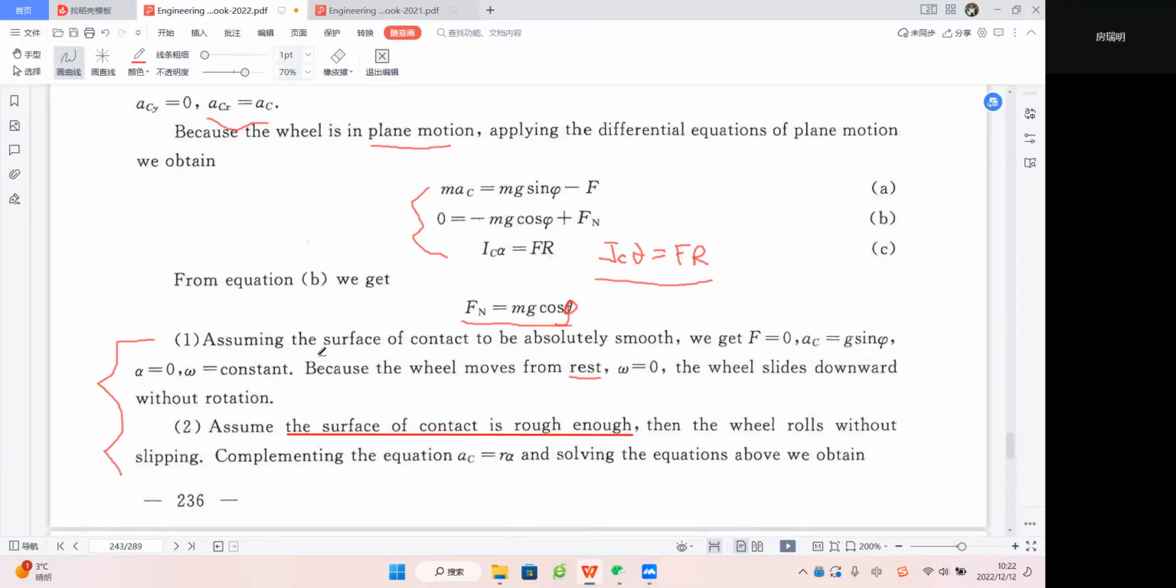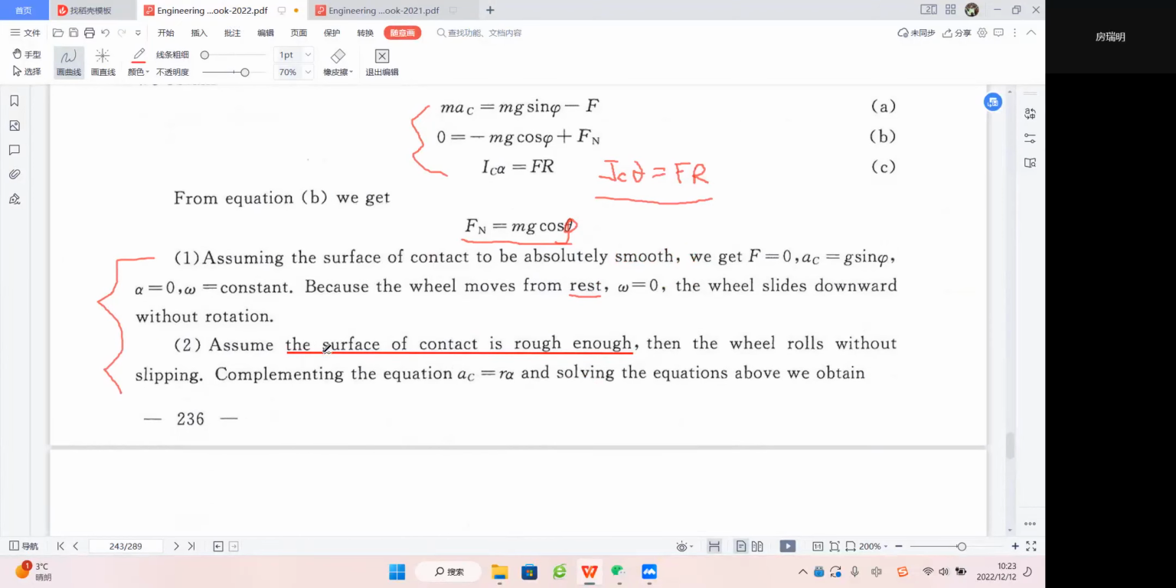If this assumption is true, the body is actually not in plane motion, actually it is a translational movement, right? So actually we can treat translational movement as a special case of plane motion. Just as we can also treat rotation around a fixed axis as another special case of plane motion. So that is the first assumption. Secondly, we assume that the surface of contact is rough enough.